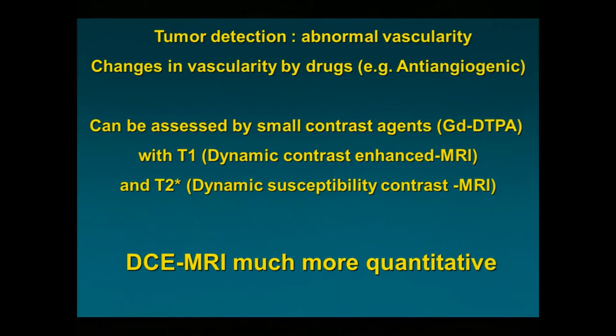That can be assessed by small contrast agents, and the major contrast agent used both in the clinic and, to a lesser extent, in animal studies is gadolinium chelate. You can assess that both by T1, which is called dynamic contrast enhanced MRI, and by T2 star, which is called dynamic susceptibility contrast MRI. DCE-MRI is much more quantitative than DSC-MRI, because it is very difficult to get good calibrations for the signal changes you see there. So I will focus on DCE-MRI in the remainder of my talk.